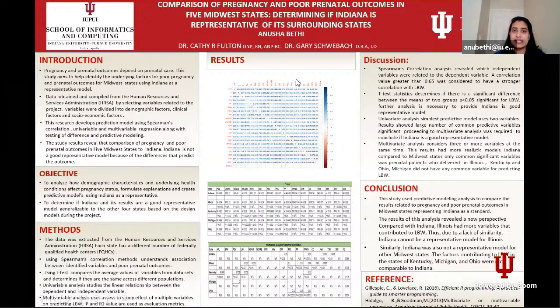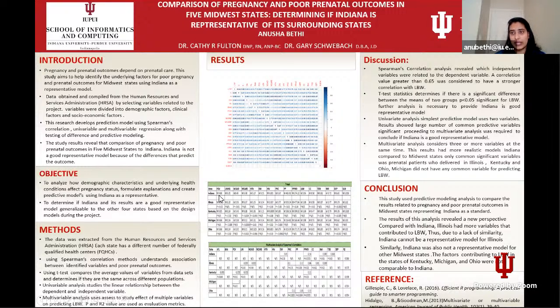This graph is plotted for all the states which we are considering in our study: Illinois, Kentucky, Michigan, Ohio, and Indiana. In all the states, substance abuse did not show any significant correlation with low birth weight. Following that, we conducted a t-test. By conducting the t-test, we obtained mean values and p-values.